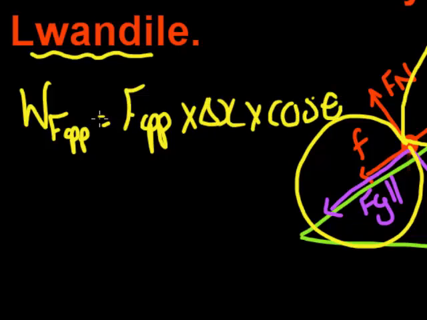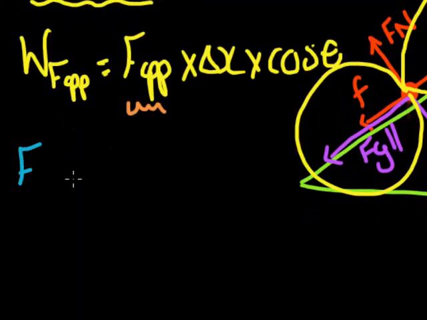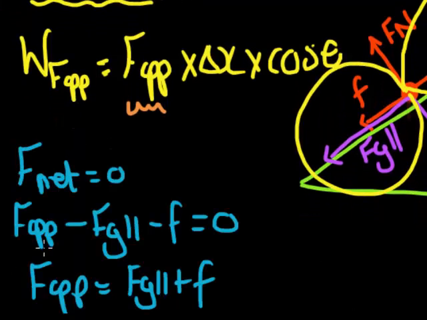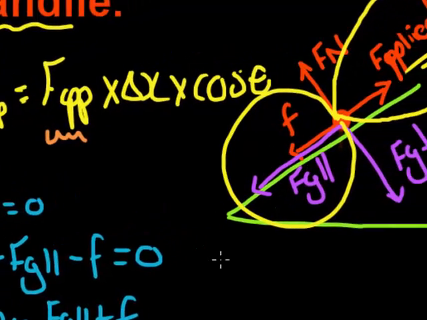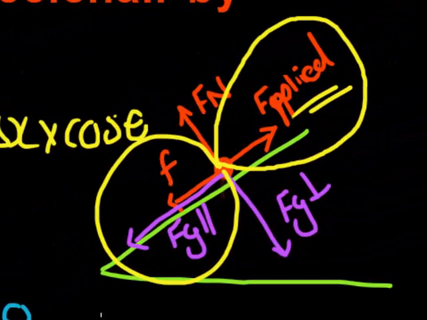But there's a few hiccups. First off, we do not have the applied force. We'll need to calculate it. Now we said that because F net is 0, it means that F applied minus Fg parallel minus friction is giving us 0, and that means my F applied is thus equal to Fg parallel plus friction. Okay, so I can find F applied. I just need to add up my Fg parallel and friction. I've got the value for friction, which is 20 newtons, but I do not have Fg parallel.